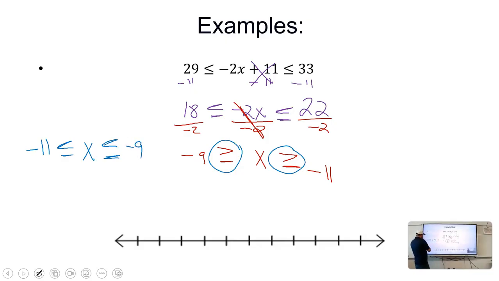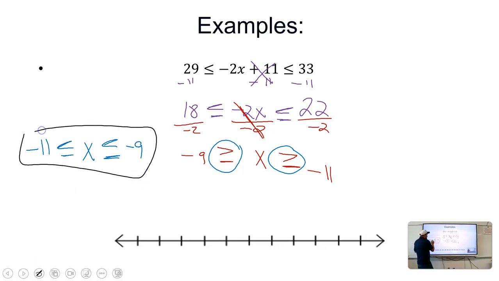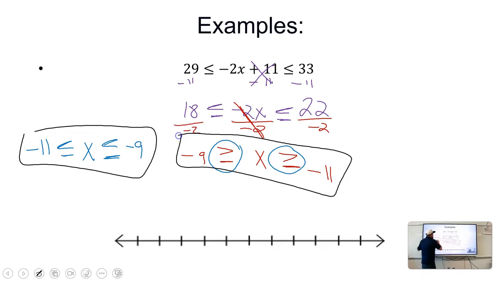These two things right here, this and this, say the exact same thing. It's saying x is between negative 11 and negative 9. Once again here, it's saying x is between negative 11 and negative 9. Technically, you could write down your answer either way and get it correct. We're just used to seeing it like this, not like that, but they're both the same. Mathematically, they're saying the same thing.